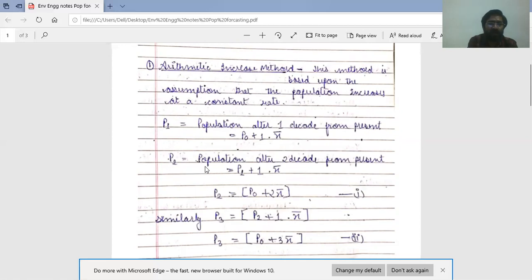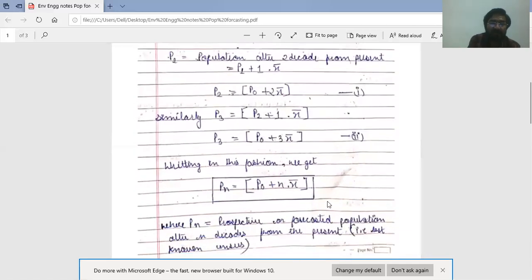Similarly, P2 is equal to the population after 2 decades from present. So P2 is equal to P1 plus 1 into X bar. Now the value of P1 is put in this equation. P2 is equal to P0 plus 1 into X bar plus 1 into X bar. So P2 is equal to P0 plus 2 X bar. Similarly, P3 is equal to P2 plus 1 into X bar. Then P3 is equal to P0 plus 3 X bar.